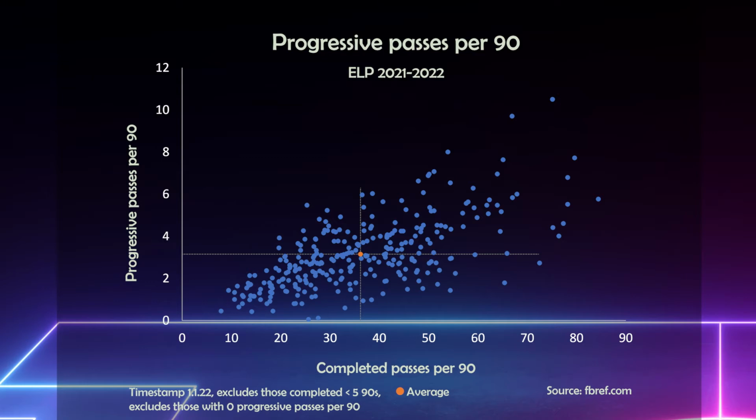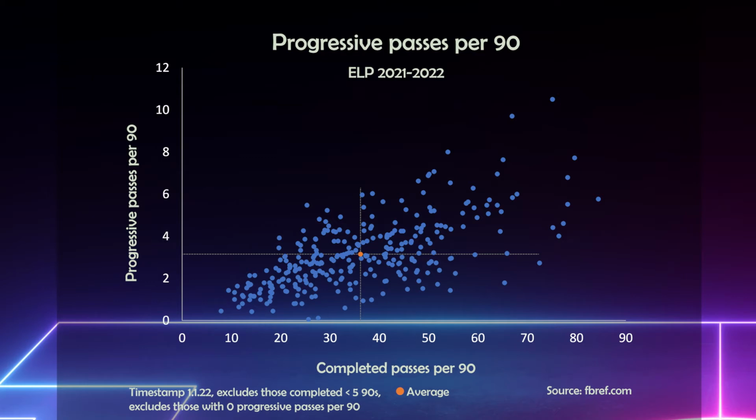So completed passes per 90 minutes, so that it's comparable. And then from bottom to top, we have progressive passes per 90 minutes. We have excluded players who as yet have not played very many matches, so anyone playing less than 5 90-minute periods is not included in this analysis. We've also excluded those who have not completed any progressive passes on average in a 90-minute period, which is mainly goalkeepers, as you can imagine, although this data does include Ederson, interestingly, I think the only goalkeeper who from time to time completes one of these progressive passes.